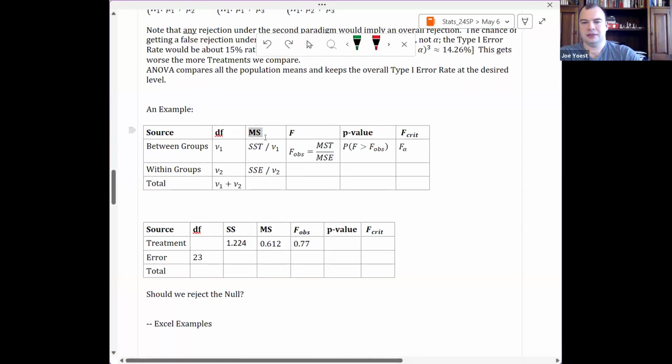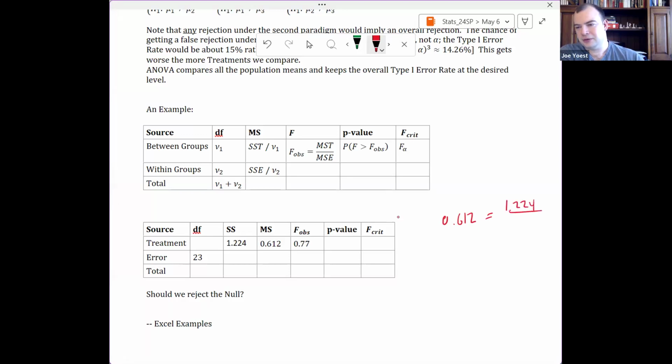Okay, so my MS is SST over nu 1, or my 0.612 is 1.224 over nu 1, over the treatment degrees of freedom. I can multiply by nu 1, divide by 0.612, and I get a nu 1 of 2. So I have 2 treatment degrees of freedom where there are 3 groups, there are 3 populations I'm considering. My total degrees of freedom is 25. So I have that over here.